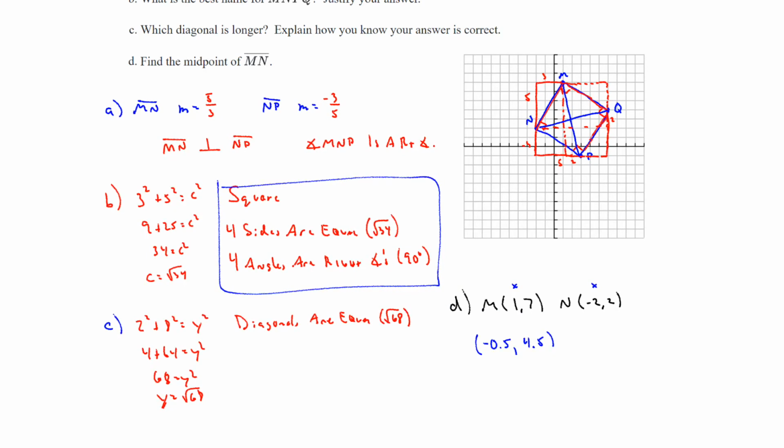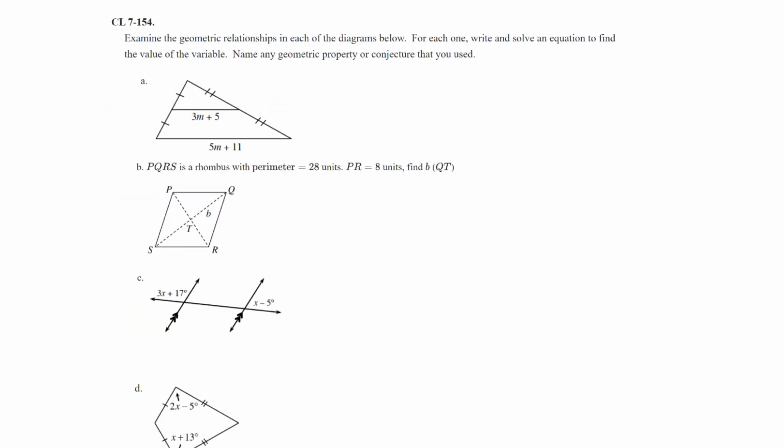The other way that you can do that, remember, is to add up your x's and divide by 2, just like finding the average. Add up your y's and divide by 2, and you can see that's going to be negative 1 over 2 and then 9 over 2, which is the same thing as what we did there. So either one of those is fine.